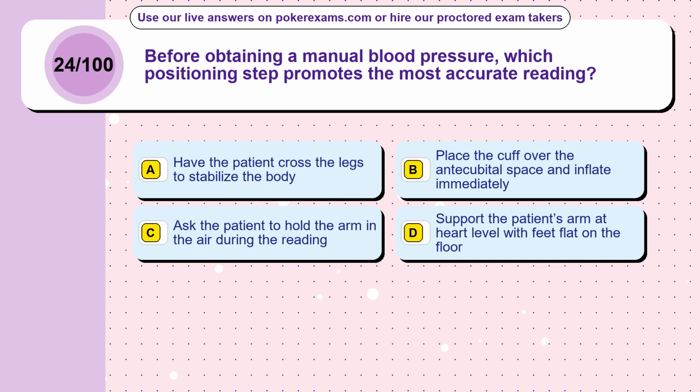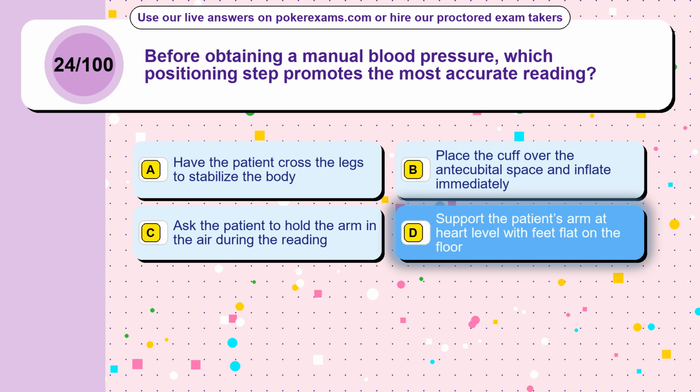Question 24. Before obtaining a manual blood pressure, which positioning step promotes the most accurate reading? Option A. Have the patient cross the legs to stabilize the body. Option B. Place the cuff over the antecubital space and inflate immediately. Option C. Ask the patient to hold the arm in the air during the reading. Option D. Support the patient's arm at heart level with feet flat on the floor.